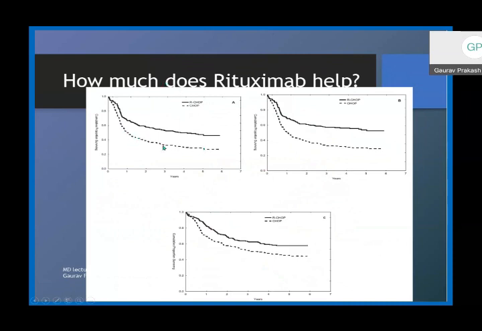So this is the benefit. This is a survival with CHOP. You can see over here, at 5 years, the survival used to be around 30%. After just addition of rituximab, it is now around 50% or more in many subtypes.